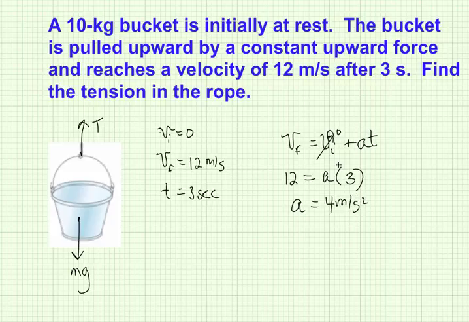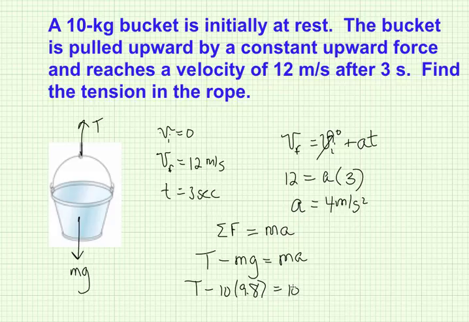Now I want to find the tension in the rope. I'm going to use the sum of the forces equals the mass times acceleration. That gives me tension minus mg equals ma. Tension minus, what was the mass of this? 10. Whoops, got to write the 4 in there. So when I add the 98 to the right-hand side, that gives me a tension of 138 newtons.